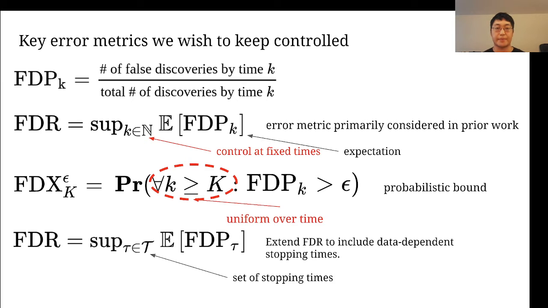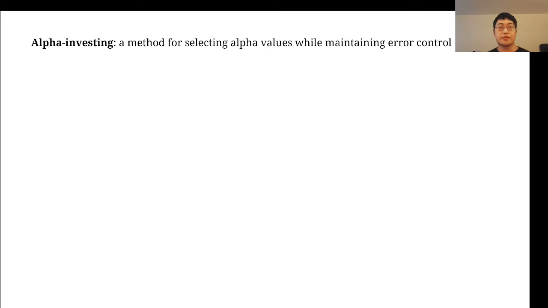These are all kind of based on the data. So our algorithm is in charge of controlling both FDX and FDR, and this augmented notion of FDR with stopping times.